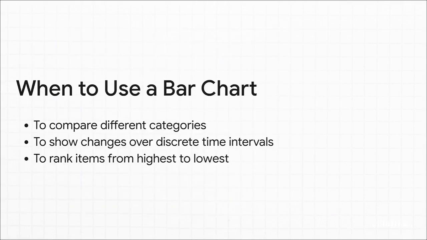So when do you actually pull this tool out of your new toolkit? A bar chart is your absolute go-to when you want to compare things side by side, like, say, sales figures for different products. It's also fantastic for ranking stuff from highest to lowest, or even for tracking changes over specific time periods, like month to month or year over year.